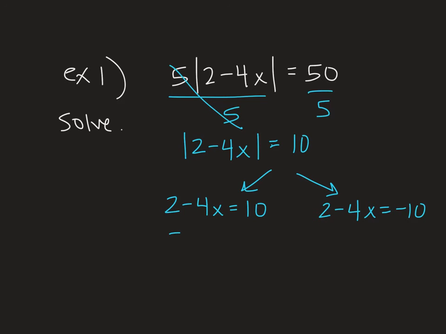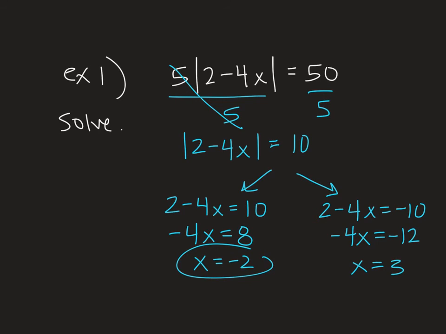I'm going to subtract 2 from both sides and divide by negative 4. So x could be negative 2. And I'm going to do the same thing over here. I'm going to subtract 2 from both sides and divide by negative 4. So x could also be 3. These are self-check. So if you plug back in negative 2 or if you plug back in 3, it will work.